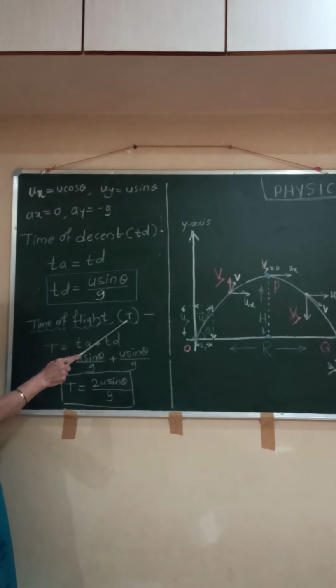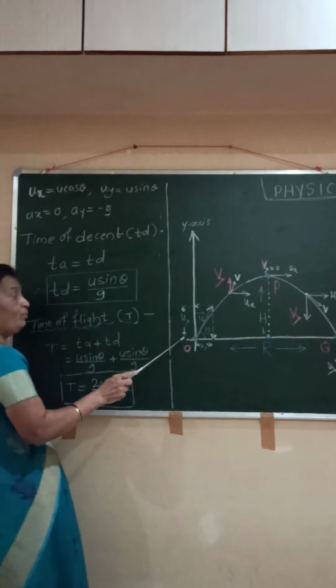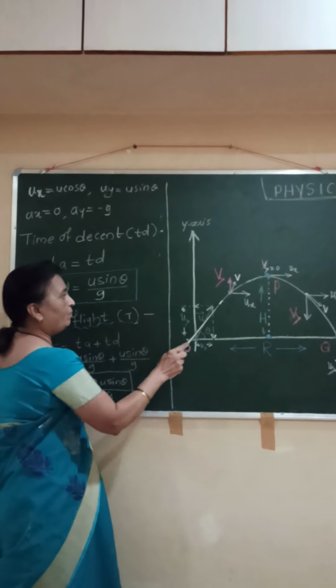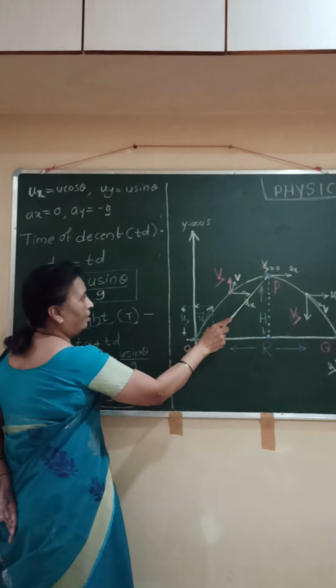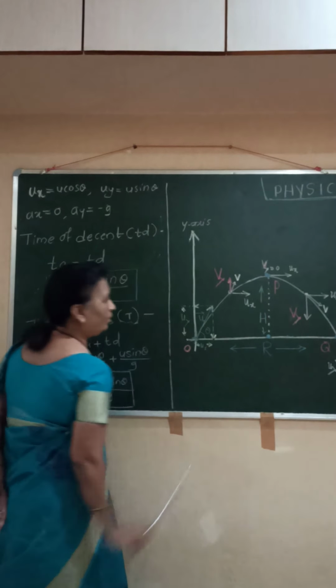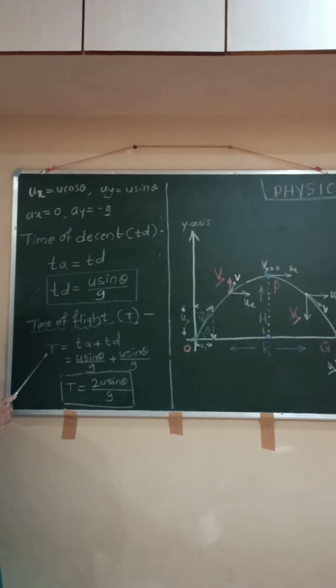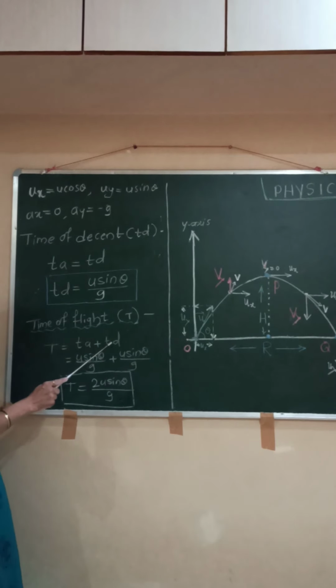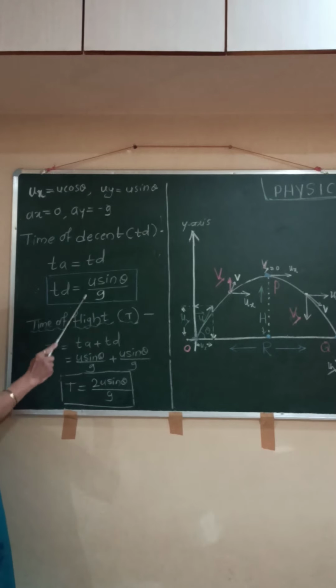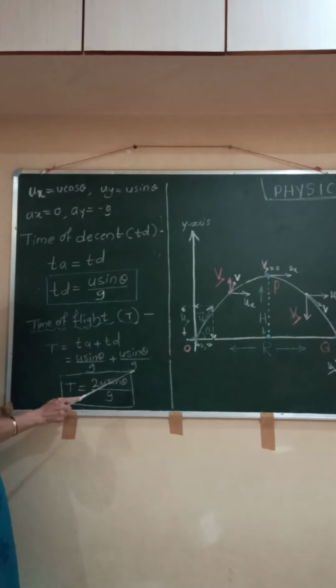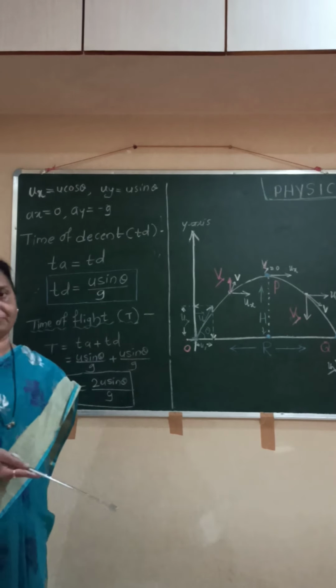It is denoted by capital T, and that will be equal to what? Time of ascent of the projectile plus time of descent of the projectile, that is T = TA + TD. So it comes to U sin theta upon G plus U sin theta upon G, which is equal to 2U sin theta upon G. This is the equation for the time of flight for the projectile.